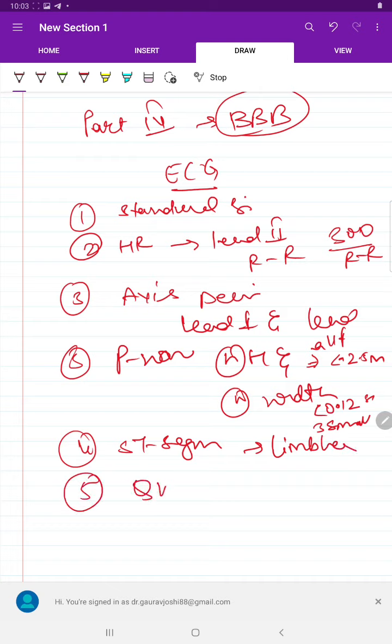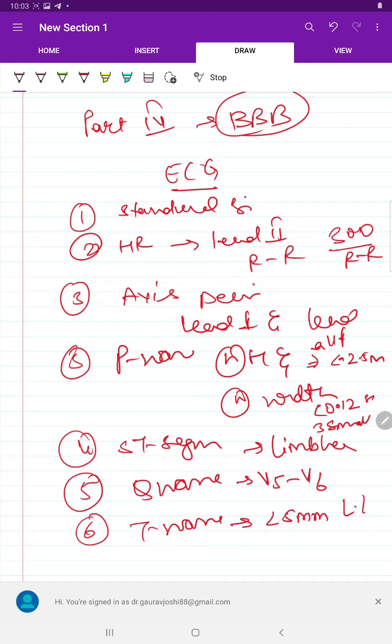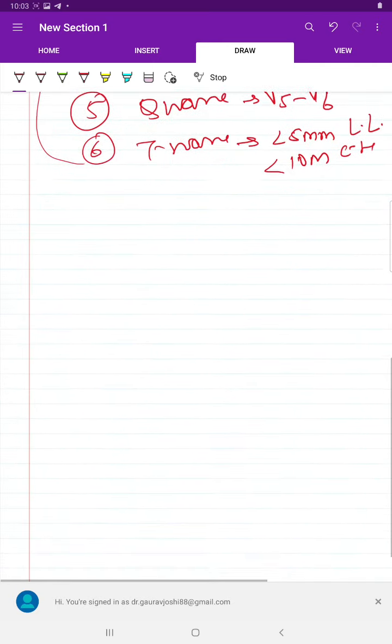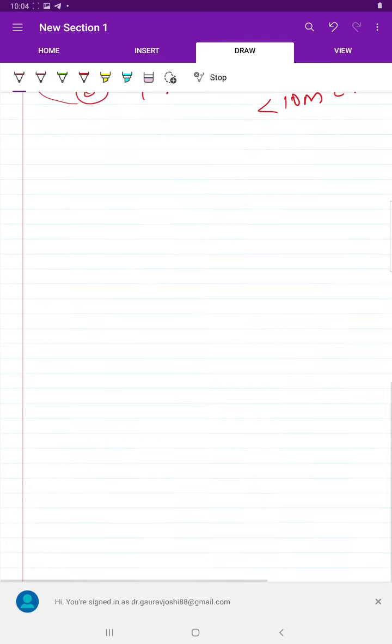Then look for the Q wave in V5 and V6, which is normally present. Look for the T wave, which is less than 5 mm in limb leads and less than 10 mm in chest leads. At least check all these values. Then look for the abnormalities. I have discussed the abnormalities in lecture series parts 2 and 3. In today's 4th lecture, I am going towards the bundle branch blocks.